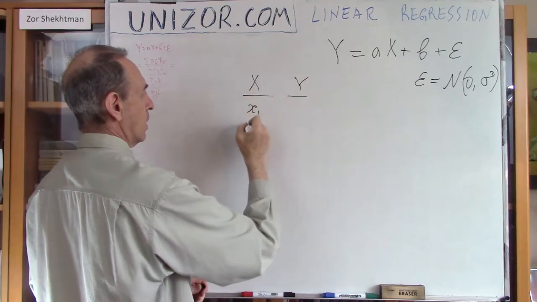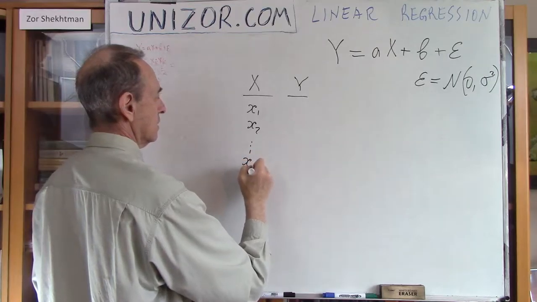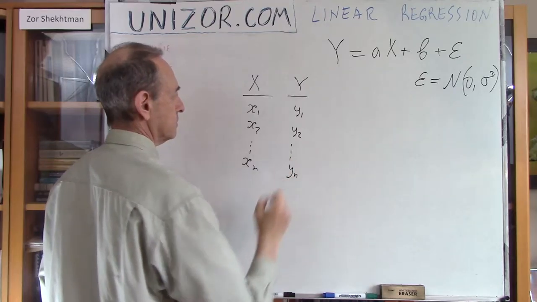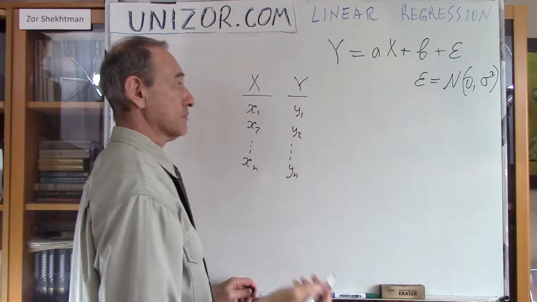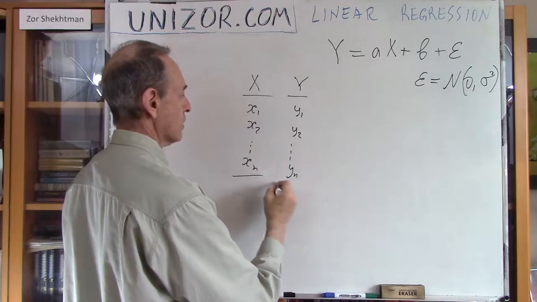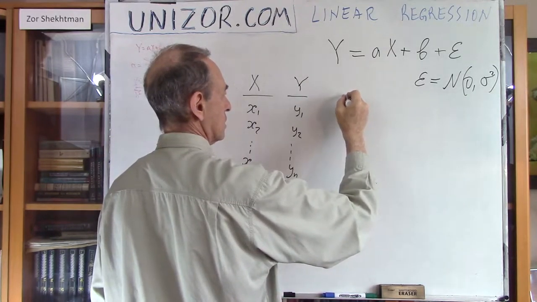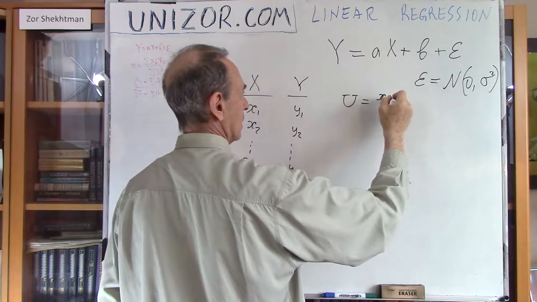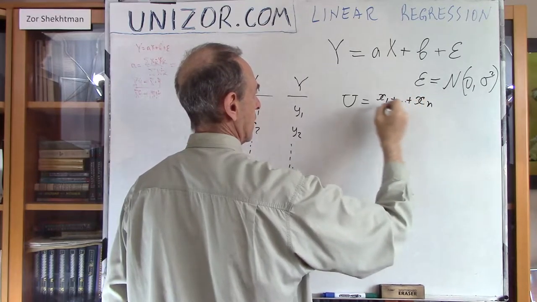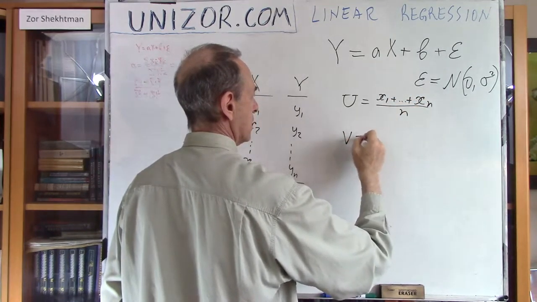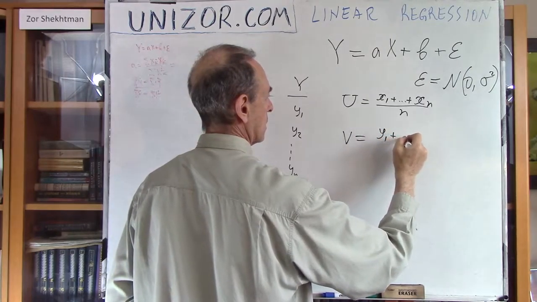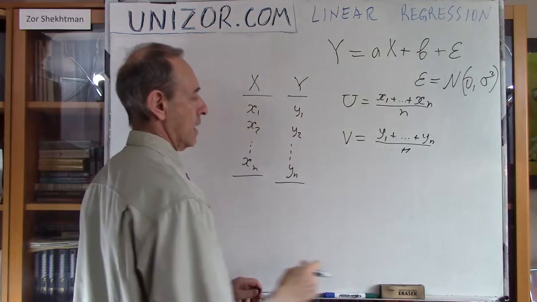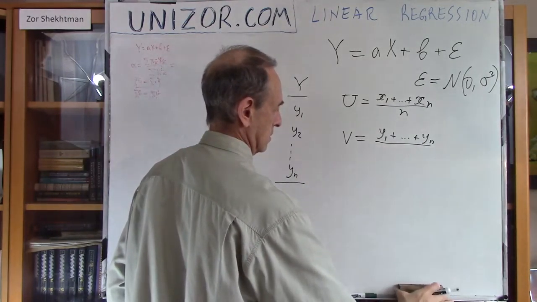So here is what was suggested during the lecture. For instance, we have statistical data for x and statistical data for y. They are x1, x2, etc., xn, y1, y2, etc., yn. So what I suggested first is let's calculate the average of both. So u is the average of x, v is the average of y.